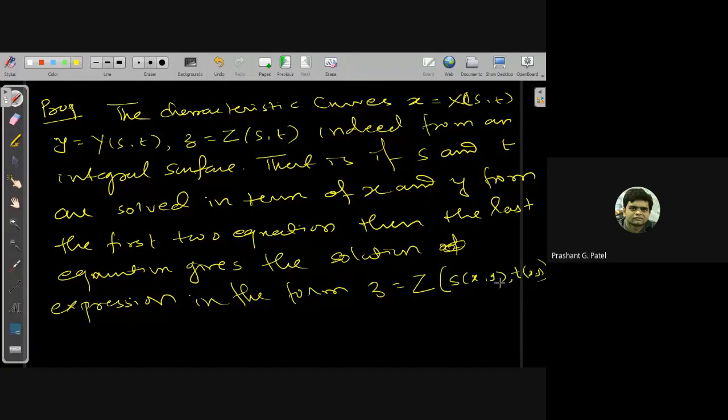That is exactly what we are doing. We are calculating what will be the value of s and t from this equation, and then we substitute that value of s and t into the equation of z. So the solution is always of this form. That means z is equal to z of xy. This we always get.